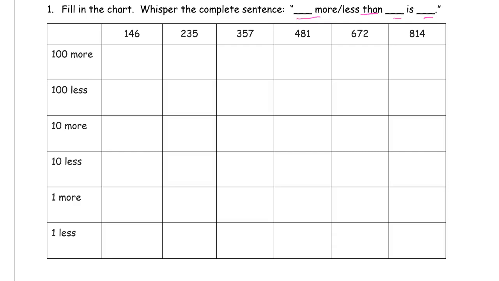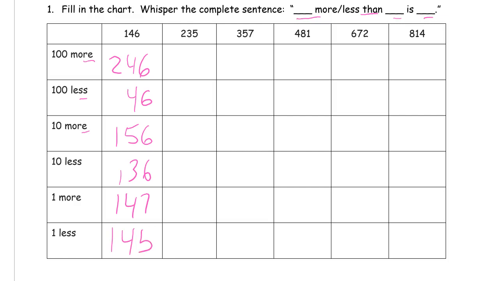Okay, so we're looking at 146, and all of these are going to be for 146, we're going down here. So this would be 100 more than 146 is 246. 100 less than 146 is 46. 10 more than 146 is 156. And 10 less than 146 is 136. 1 more than 146 is 147. And 1 less than 146 is 145.